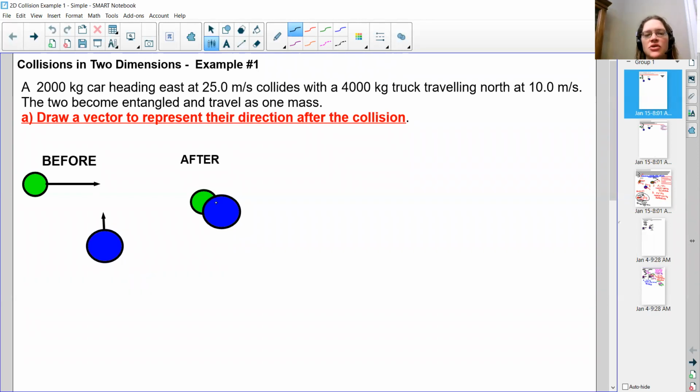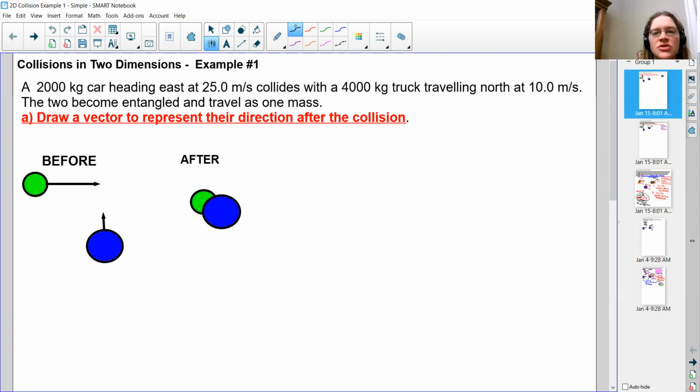So the first thing we want to do is draw a vector to represent their direction after the collision. So I want you to try this just using your intuition, your physics gut. Pause the video, decide on what you think the answer might be, and then resume the video. Okay, so what direction did you pick?